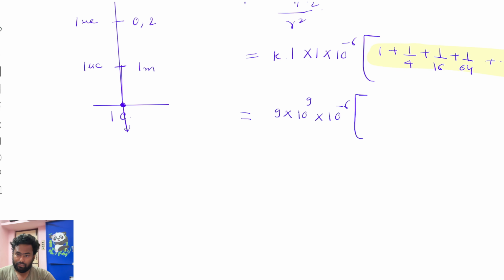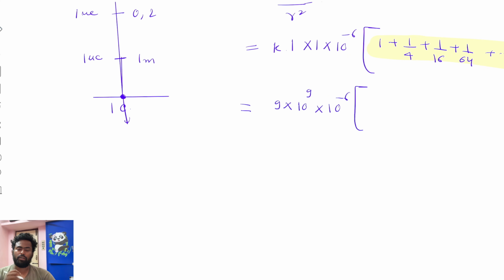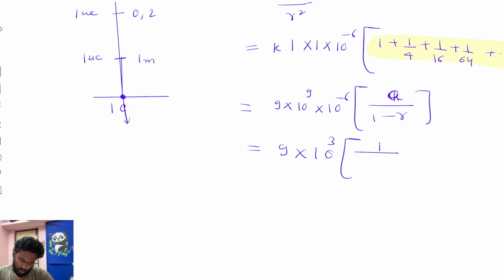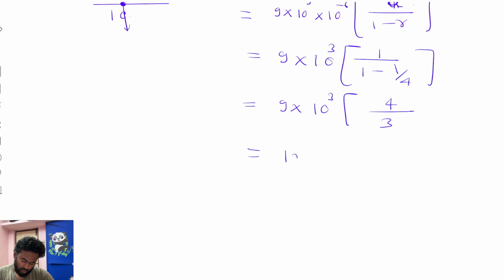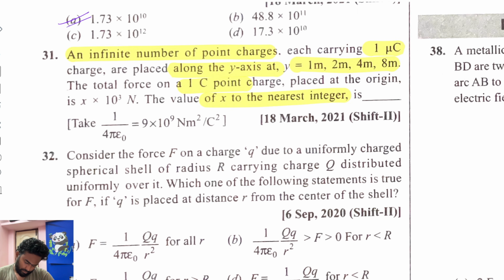What does it form? It forms a geometric progression, an infinite series. The formula is a upon 1 minus common ratio. So 9 into 10 to the power 3, where a means the first term, upon 1 minus common ratio 1 by 4. 9 into 10 to the power 3 upon 1 minus 1 by 4, which is 3 by 4, so 4 by 3. So how much will it come? 12 into 10 to the power 3 Newton. 12.